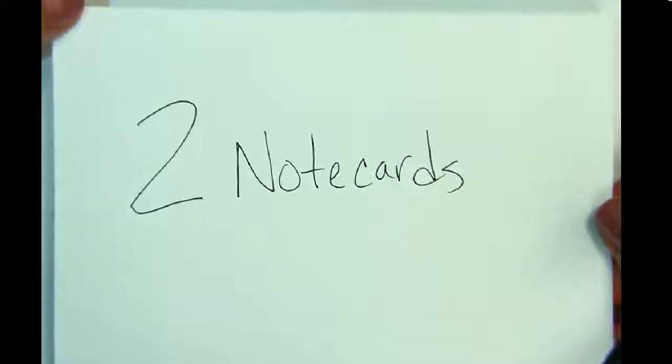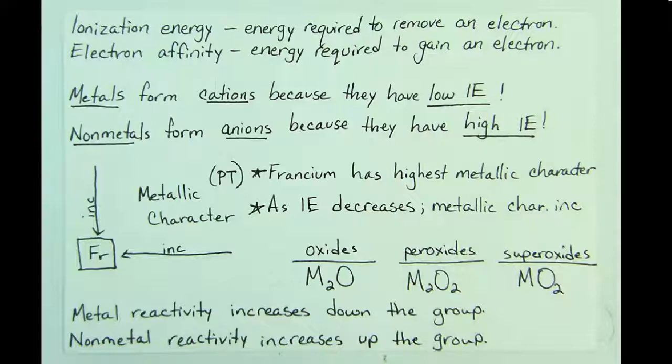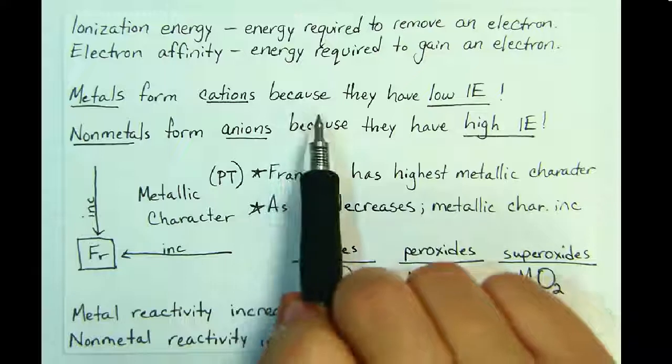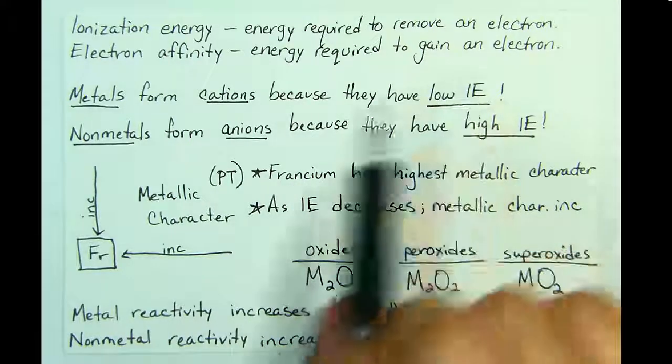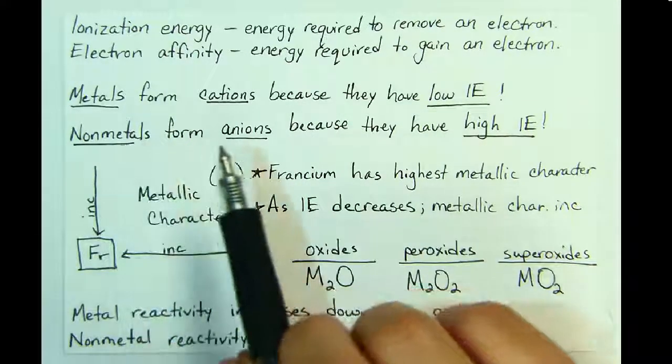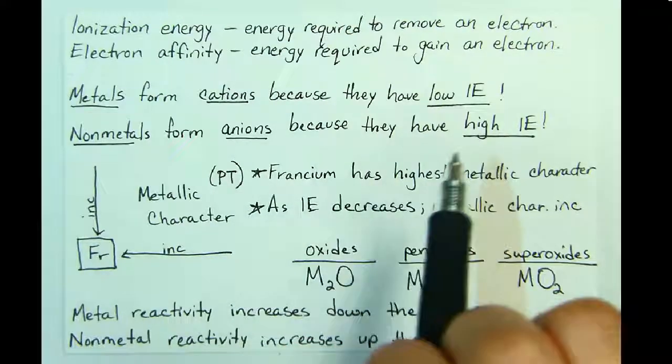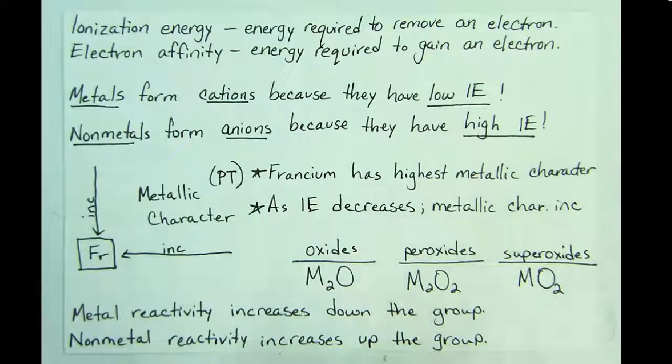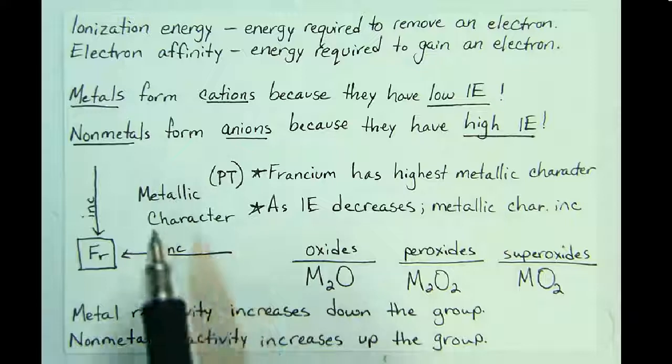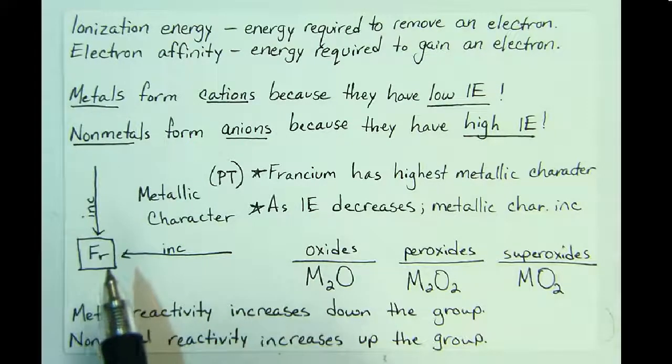Here are your two note cards for this section. First, ionization energy is the energy required to remove an electron, while electron affinity is the energy released when gaining one. Metals are going to form cations because they have a low ionization energy, while nonmetals will form anions because they have high ionization energies. Metallic character is going to increase as you approach francium on the periodic table, so increasing going down the group or to the left of the periodic table.